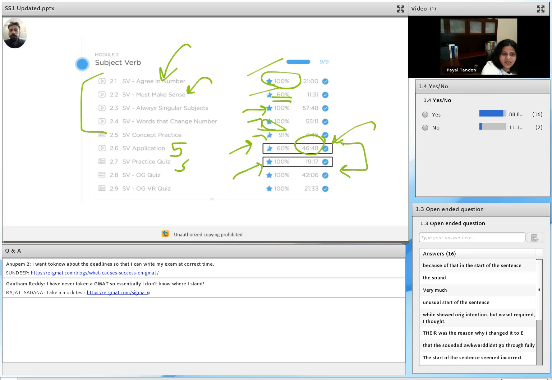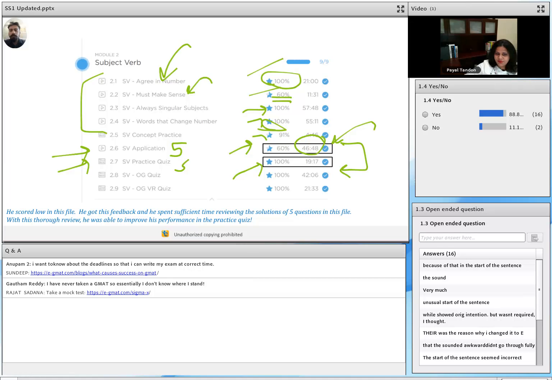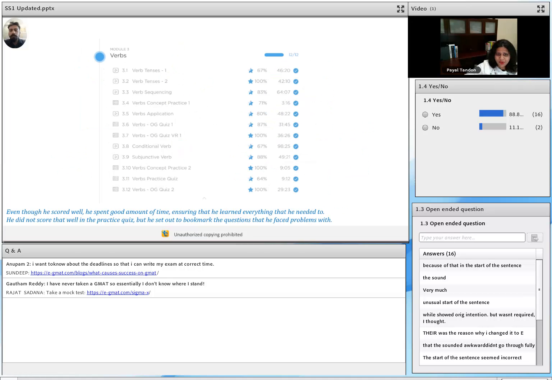When Sahil got this feedback that he wasn't able to answer these questions correctly, he took that feedback seriously and he went back, reattempted the file, spent more effort on the file, and the result of that was evident here. And this is the case across the board, not just with the subject verb file. Let's take a look at verbs.